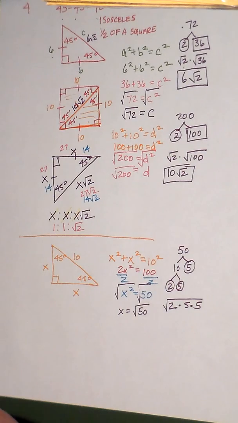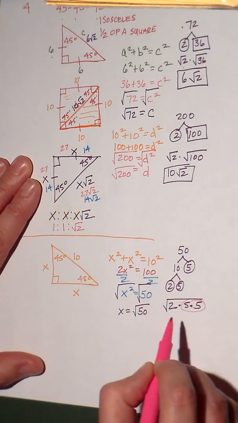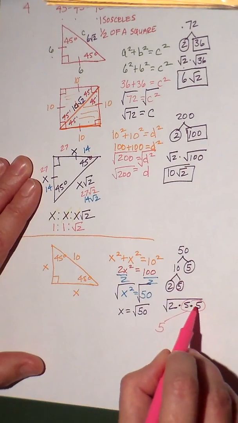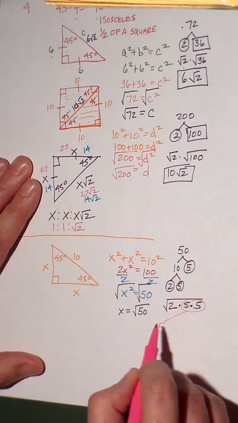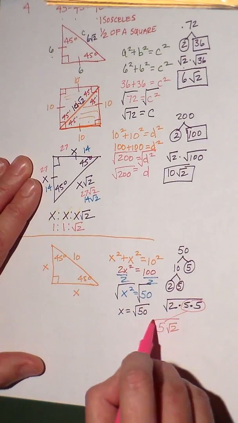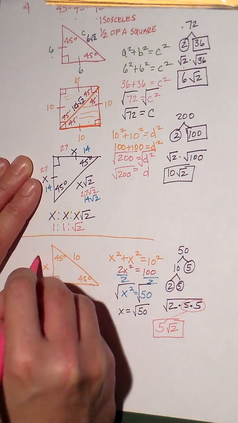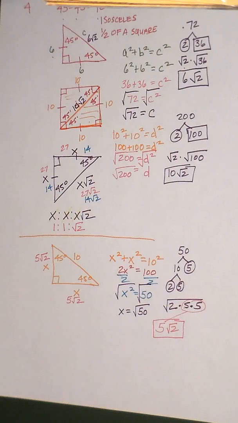Without a perfect square, you look for a pair. So what I'm going to do is I'm going to circle the pair here. For every pair, one comes out. Because what is 5 times 5? 25. What's the square root of 25? 5. So then I'm left with the square root of 2 underneath. So I've just found the two legs here by going backwards, or by using the Pythagorean theorem. So that's one way to do it.